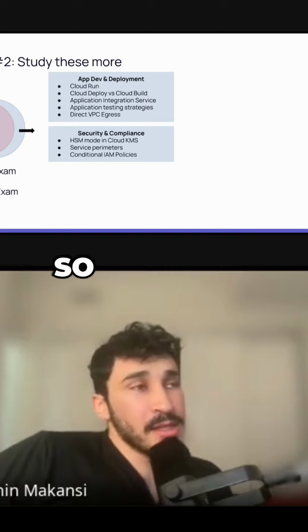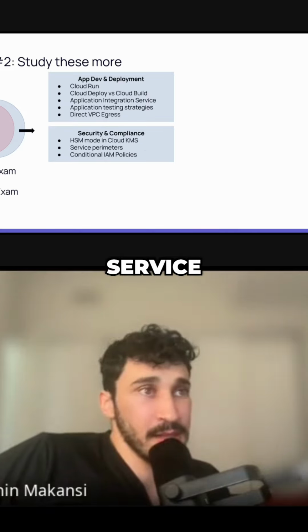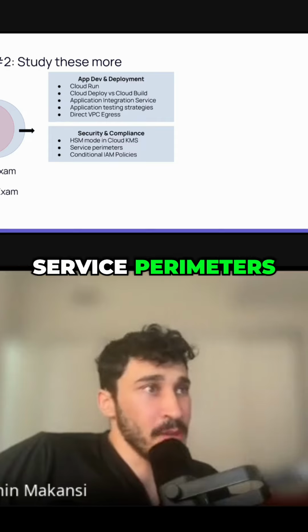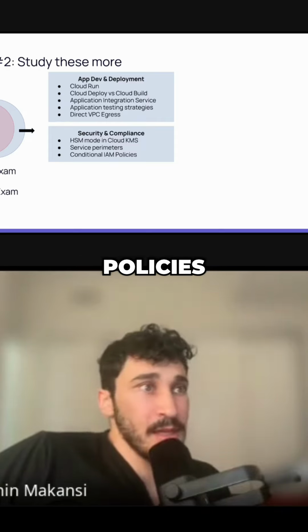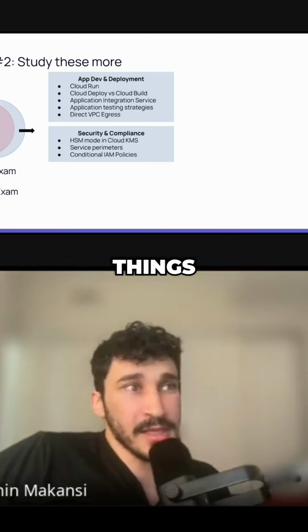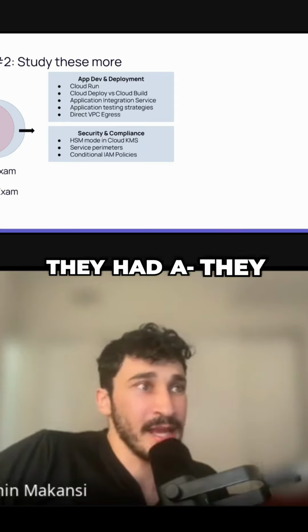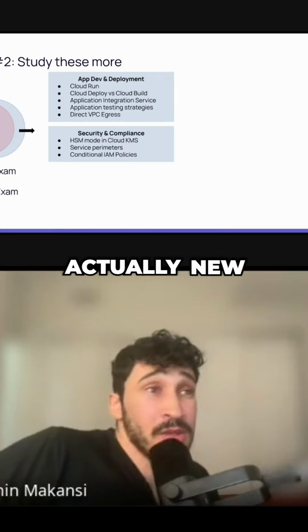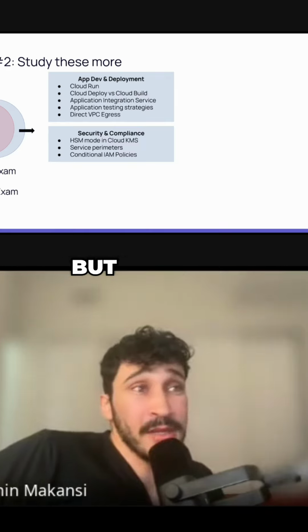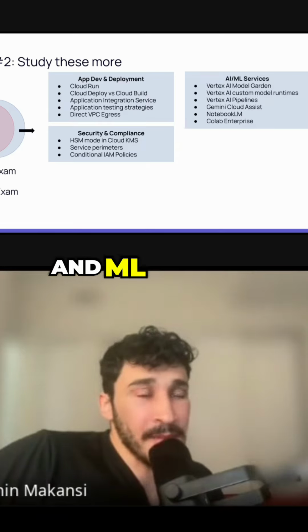Security and compliance. So HSM mode in Key Management Service is more likely to show up. Service perimeters, service controls, conditional IAM policies. These are all just newer things that are being emphasized more than previously, even if they had a chance of showing up previously. Conditional IAM policies are actually new. I'm not sure exactly when they were released, but I don't think they were on the old version of the exam at all. Then we have AI and ML services.